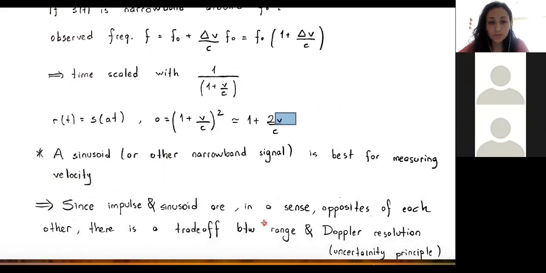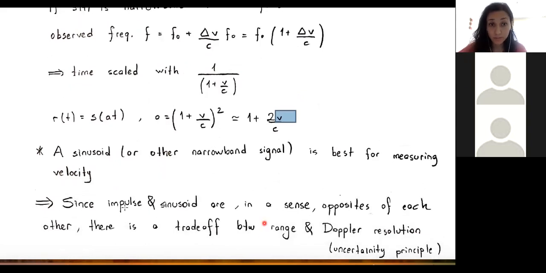But here you should notice one thing. Remember that an impulse was the best signal to measure the range, and a sinusoid is the best signal to measure the velocity, but in some sense they are opposites of each other. One of them is an impulse in the space domain, the other is an impulse in the frequency domain. So you cannot design your S of t in a way that measures both the range and velocity in the best way. There is going to be a trade-off between measuring range and velocity when choosing your radar signal. That's unavoidable.